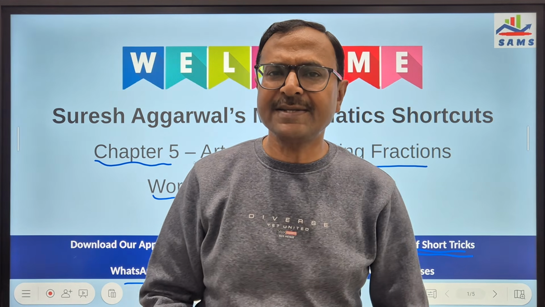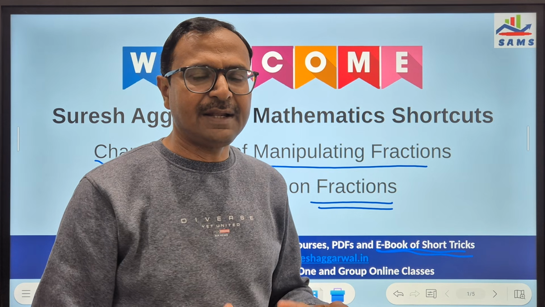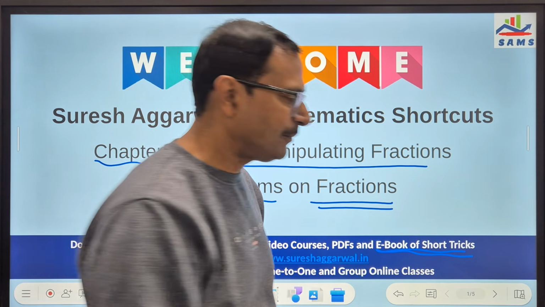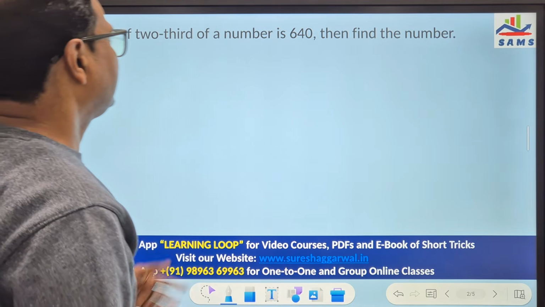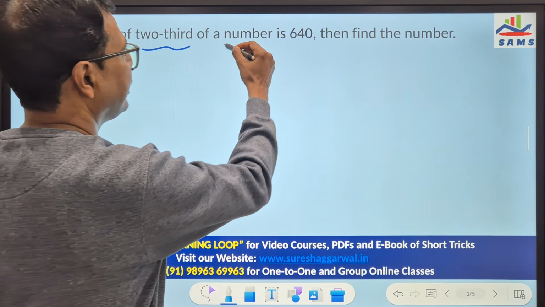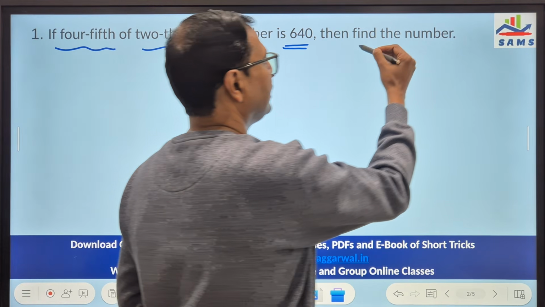So friends, let's understand some word problems and let's see how we can crack them and how much time we are going to take to crack them. Here is one such question. If 4/5 of 2/3 of a number is 640, then find the number.